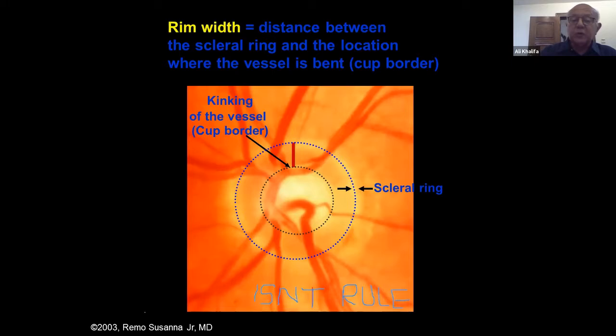It has to follow what is called the ISNT rule: inferior, superior, nasal, and temporal. The biggest is the inferior, then the superior, then the nasal, then the temporal. Anything else than that, you should suspect glaucoma.